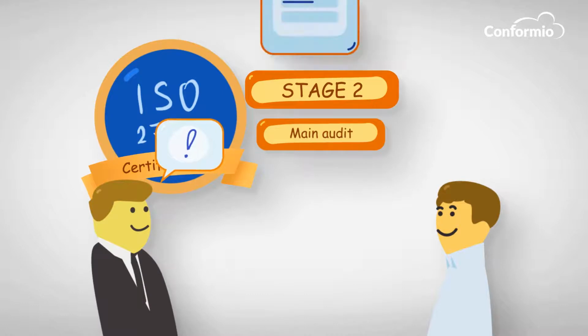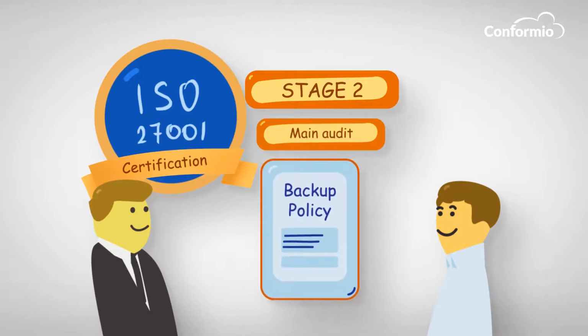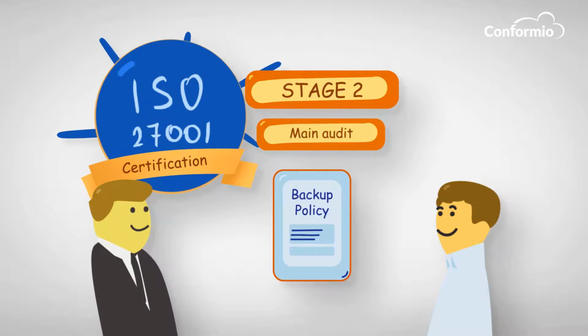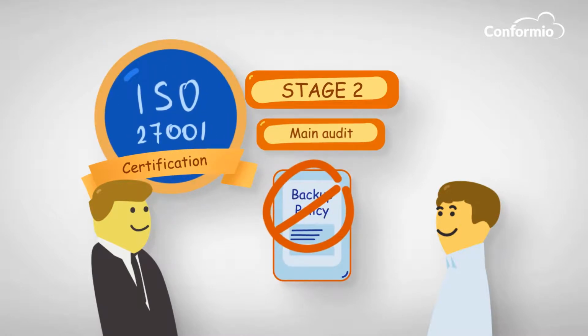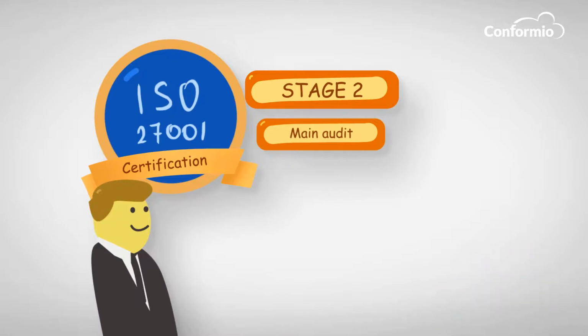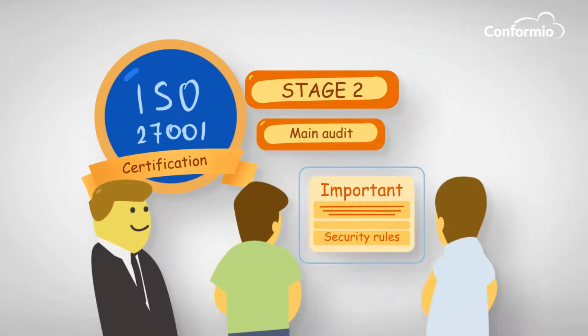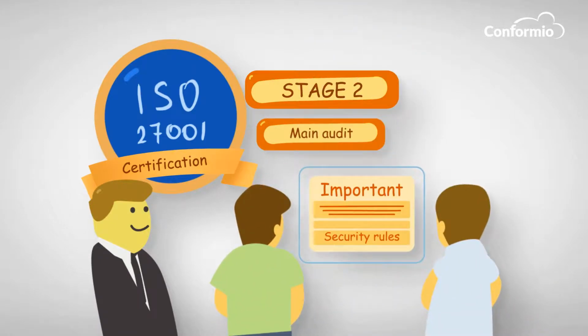For instance, a backup policy is not a mandatory document in ISO 27001, so don't write it if you don't find it necessary. Third, and most important, make sure that relevant people in your company have really read those documents and that they understand what needs to be done and why it is important to be compliant with security rules.